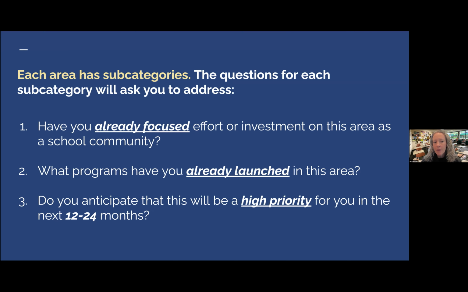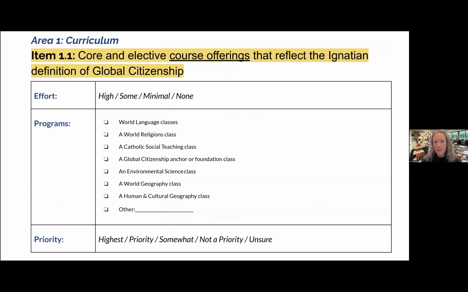And each subcategory really has you look at 3 different things. One of them is how have you already focused effort or investment in this area as a school community? What programs have you already launched in this area? And do you anticipate that this area will be a high priority for you in the next 1 to 2 years, so 12 to 24 months?